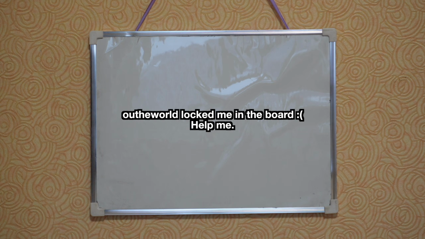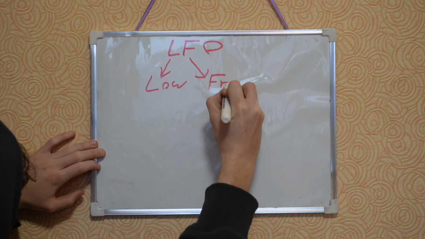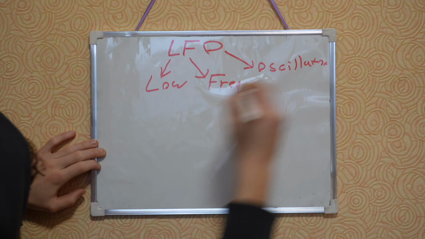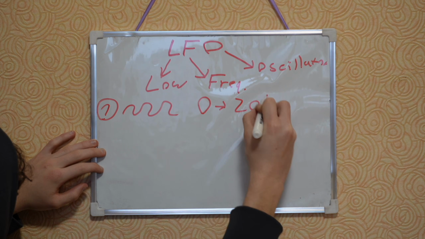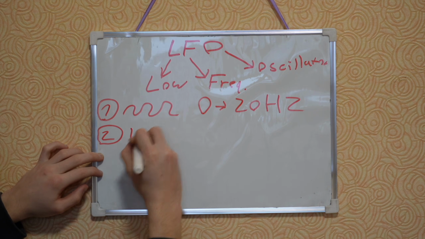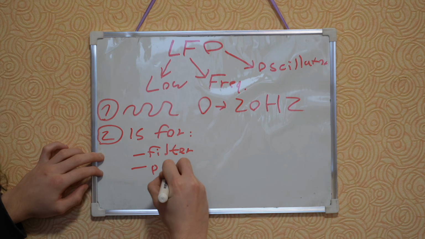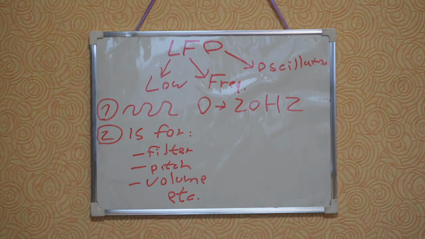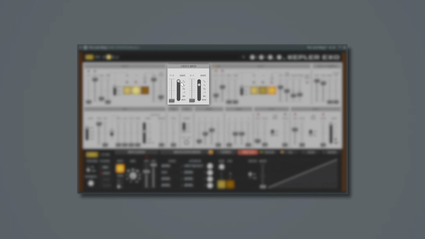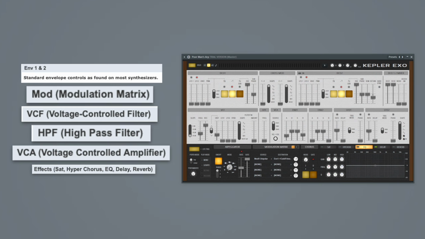By the way, LFO stands for Low Frequency Oscillator, which creates waves with a frequency from 0 to 20 Hz, which we can't hear, but it's necessary for modulating pitch, volume, filter and so on. Further on in Kepler Exo, we see cross mode, which is actually just frequency modulation. And here are the rest of the explanations for these three-letter values.